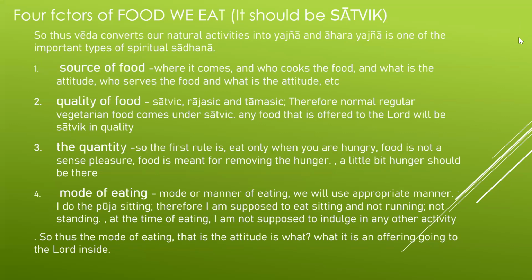Sir told about the four factors of the food we eat. One is the source of food, second is the quality of food, third is the quantity of food, and fourth is the mode of eating. Source of food: where it comes from, who cooks the food, and what is the attitude of the one who serves the food. All of these are very important. That is the source of food. Then the quality of food.